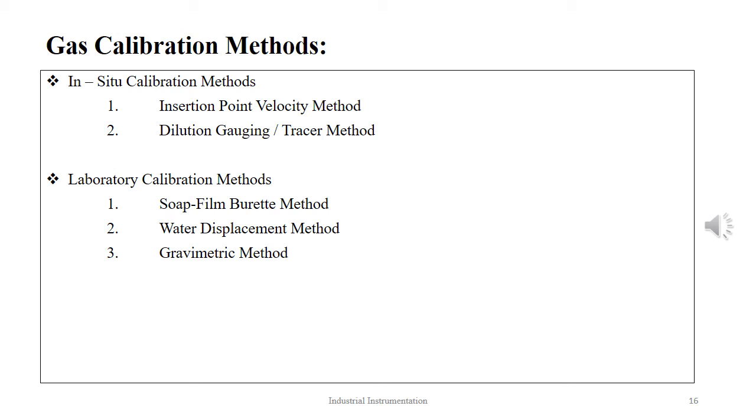The second type is the dilution gauging or tracer method. It finds application in both open channel and closed pipe flow meter calibration. A chemical or a radioactive tracer is injected at an accurately measured constant rate, and samples are taken from the flow stream at a point downstream of the injection point, where complete mixing of the injected sample has taken place with the water.